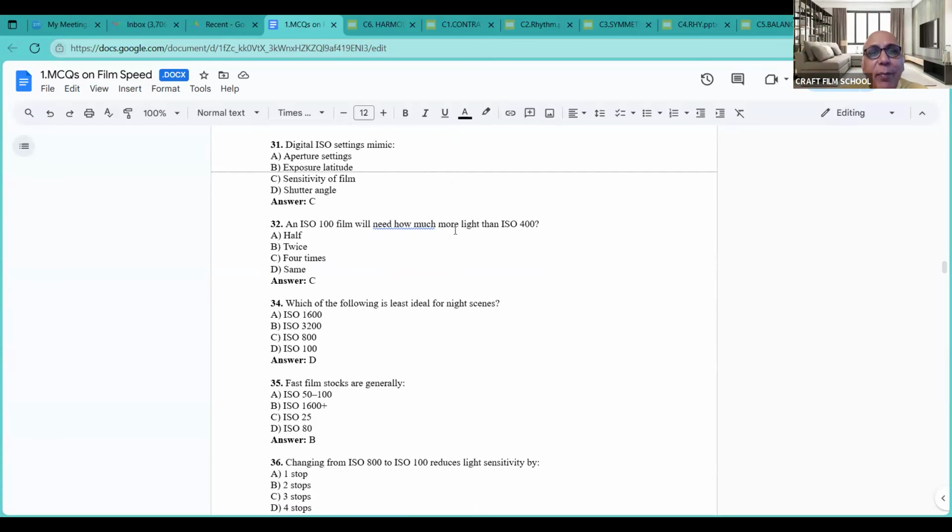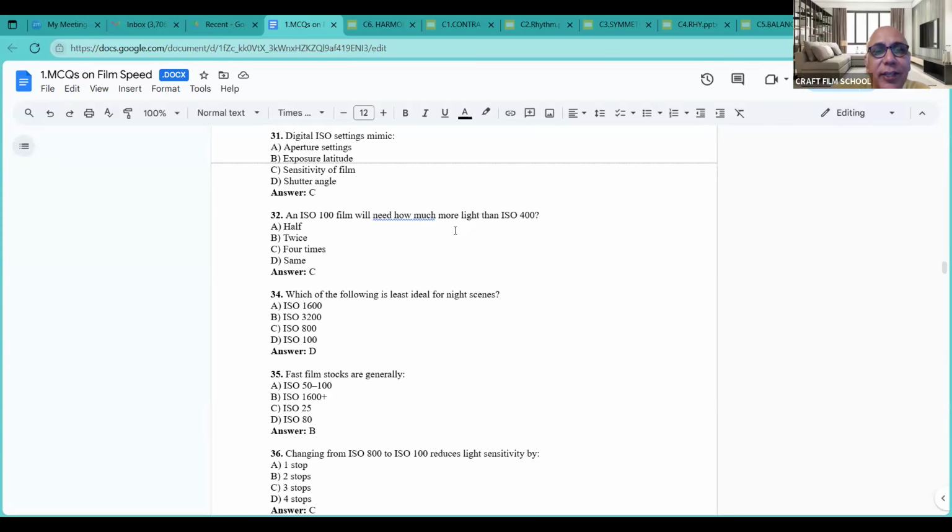Digital ISO setting mimic. This mimic does not mean mimicry, but the idea is the same. It replaces your sensitivity. Instead of saying sensitivity of the film, here we say digital ISO is sensitivity. ASA is basically the sensitivity of the film. So whether it is digital or grain technology, it remains about the sensitivity of the film. Instead of a film, now it is an electronic sensor. So the answer is C, sensitivity of the film.